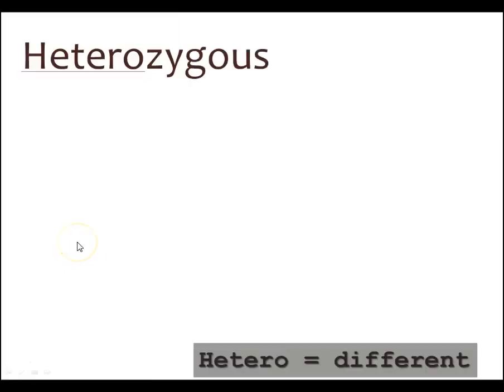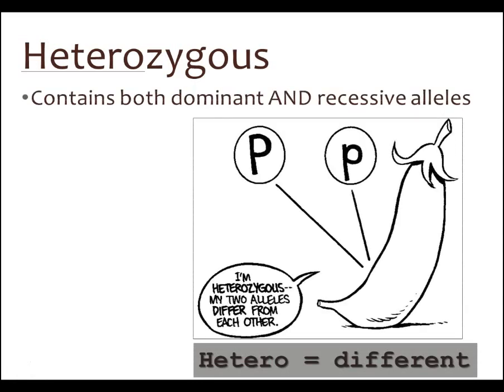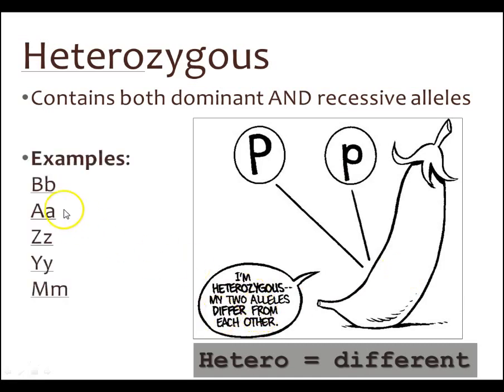Let's go through it. All right, heterozygous. Remember, hetero means different. All of these are going to be different here. This is when you have both the dominant, this one right here, and recessive, the lowercase one here. So this is heterozygous. Alleles are different from each other. So examples of this: big B, little b, big A, little a, big Z, little z, big Y, little y, big M, little m. Typically, you're always going to write the uppercase one first, but the important part is that they are different. By the way, big B and little b and little b and big B are the same thing here. It doesn't really matter.